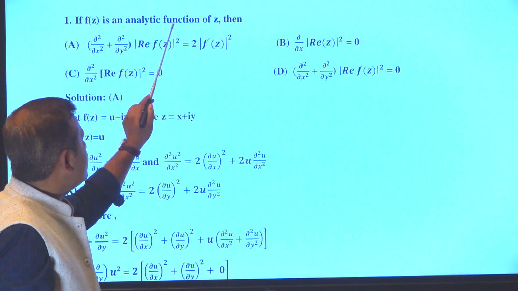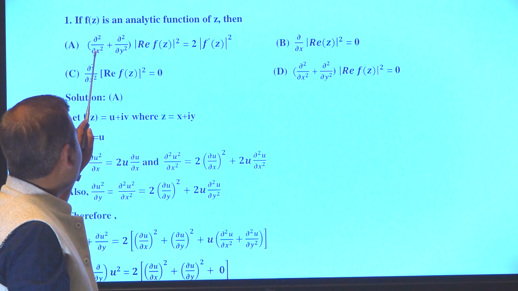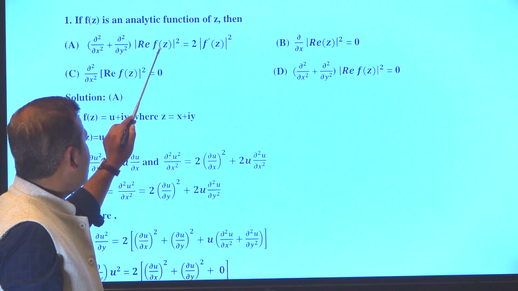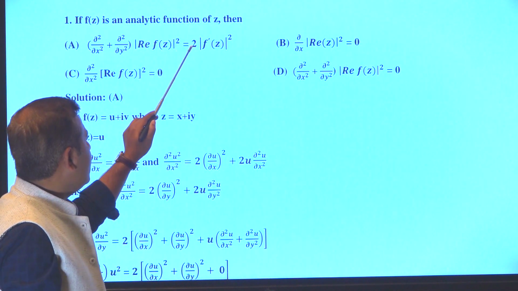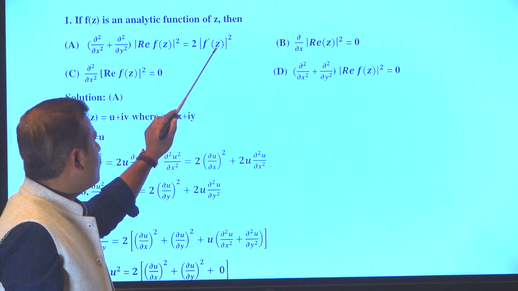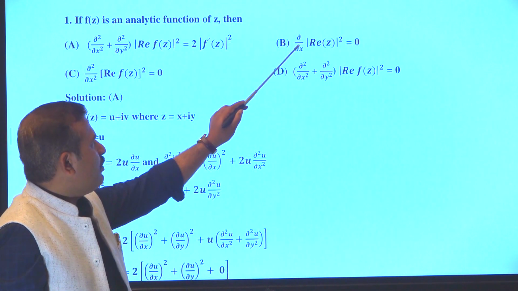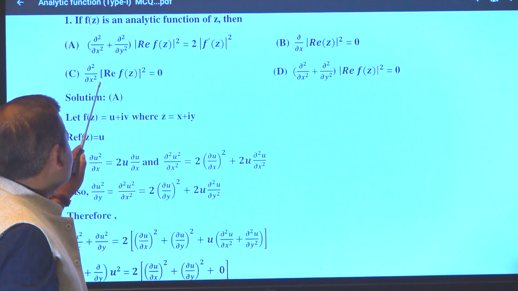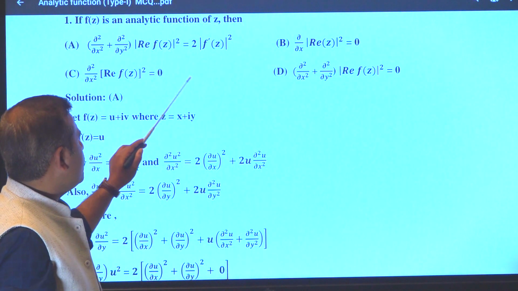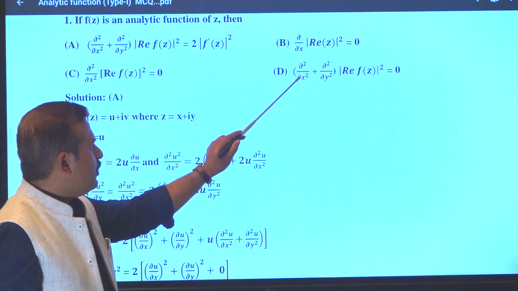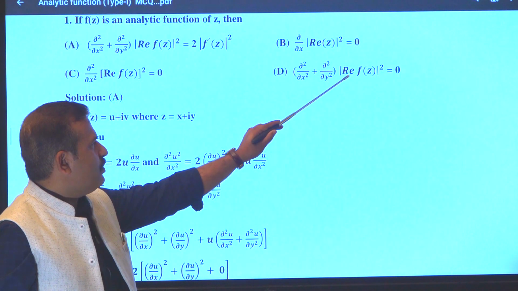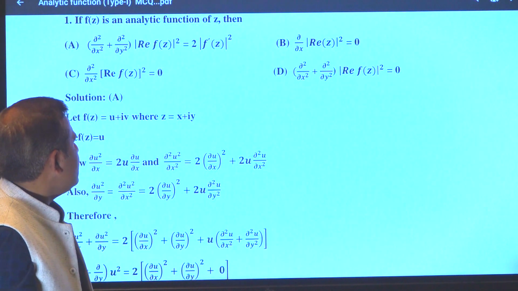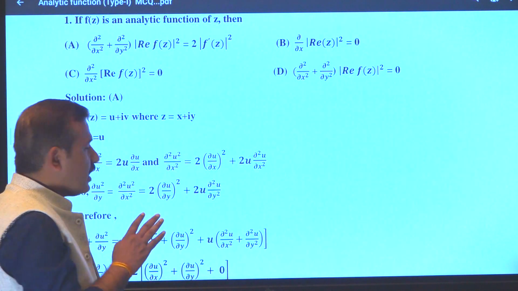If f(z) is an analytic function of z, then ∂²/∂x² + ∂²/∂y² of |Re f(z)|² equals which of the following? The options are: 2|f'(z)|², ∂/∂x of (Re f(z))² equal to 0, ∂²/∂x² of (Re f(z))² equal to 0, and ∂²/∂x² + ∂²/∂y² of (Re f(z))² equal to 0. So, these are the options related to the problem.